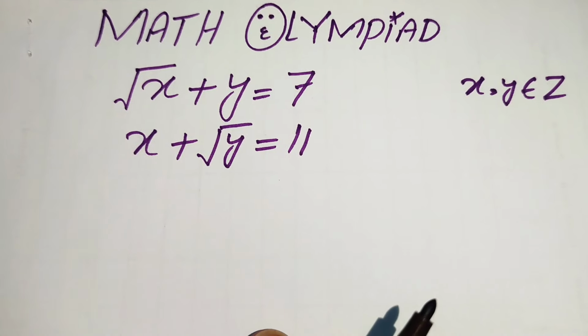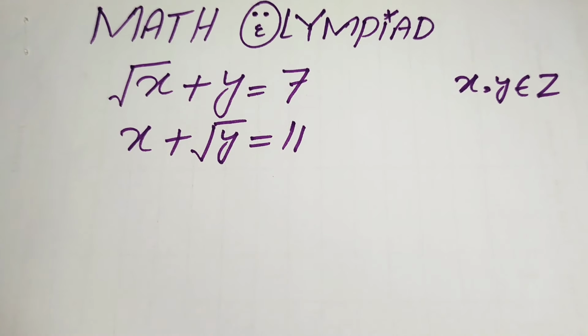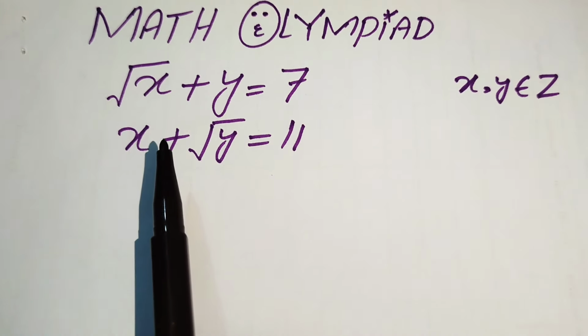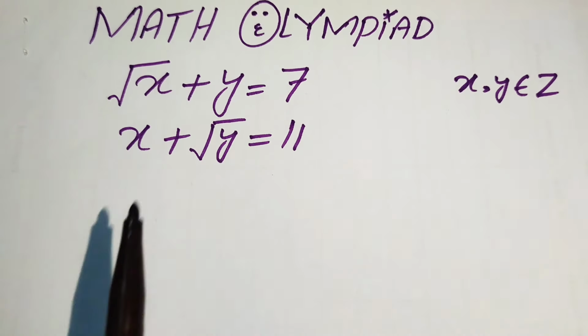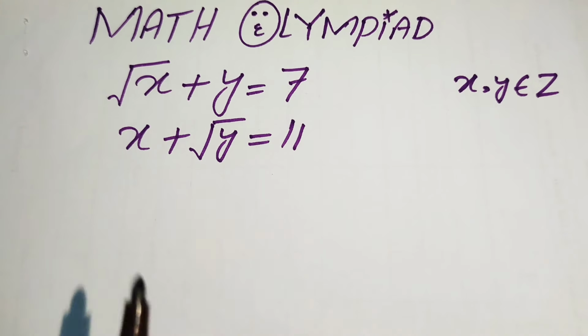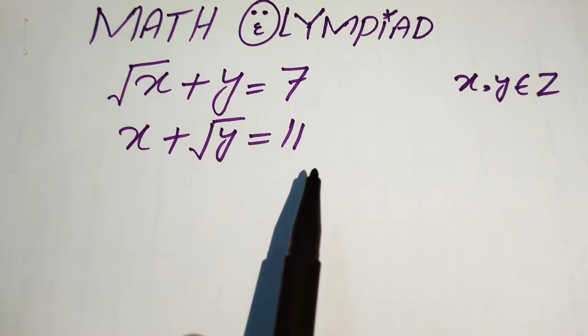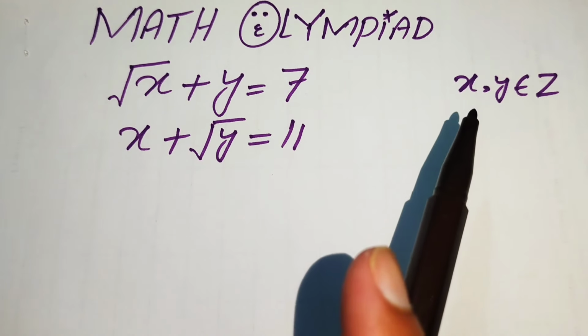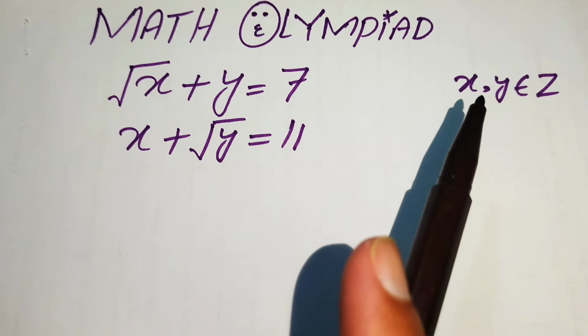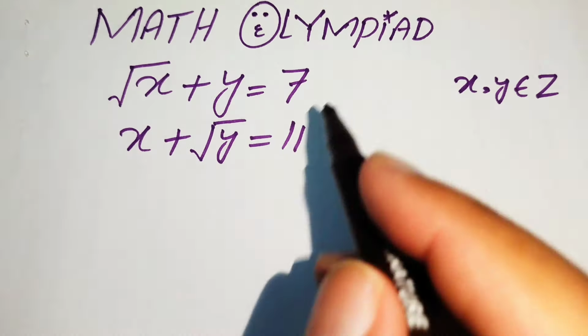Hello everyone, welcome to solve this math Olympiad algebra problem. Here we have square root of x plus y equals 7 and x plus square root of y equals 11, and we solve this problem for the integer values of x and y. So here our x and y must belong to the integers.